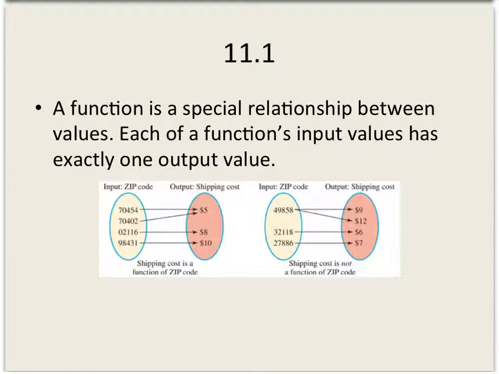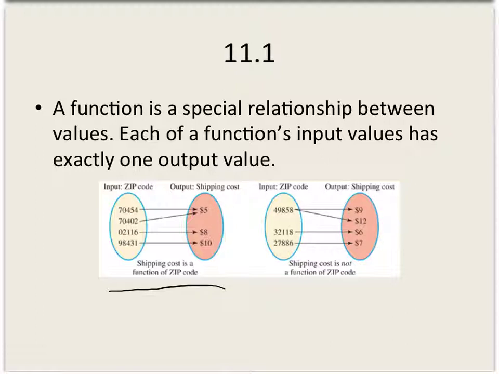So here's some examples here. In this first example, we have the input of zip code and the output of shipping cost. So in this scenario, you're shipping something somewhere, and based on your zip code, you have a shipping cost. If you notice, we have the two first zip codes both cost $5. The third one costs $8. The fourth one costs $10. This is what we call a function. It's a function because for every input, it has one distinct output.